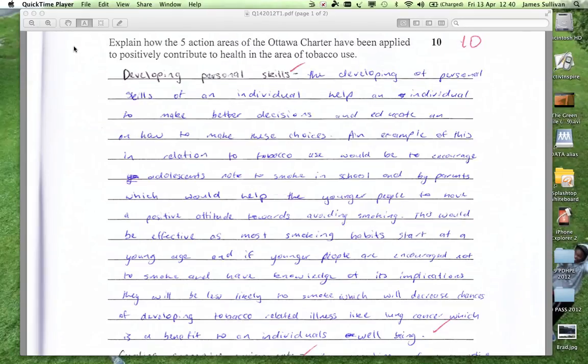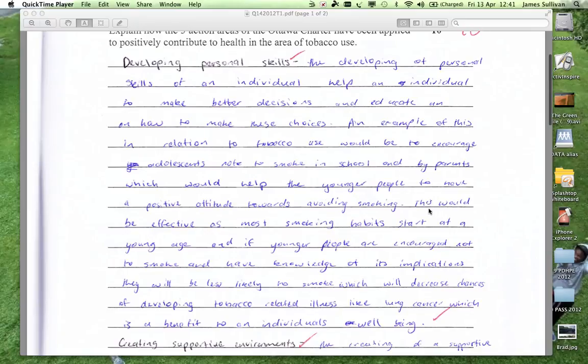Now in PE, part of the marking rubric is setting the answer out in a clear and logical fashion, and you can see here that this person has done that. You can clearly see that the first area of the Ottawa Charter he's talking about is developing personal skills, and he then talks about what it means to develop the personal skills of an individual, so it shows he's got an understanding of that. Then he goes straight into an example of how people can have their personal skills developed specifically in relation to tobacco use. And then he goes on to show the relationship between undertaking this behaviour and what can happen as a result of it. And that's the last bit of his answer. So that's for developing personal skills.